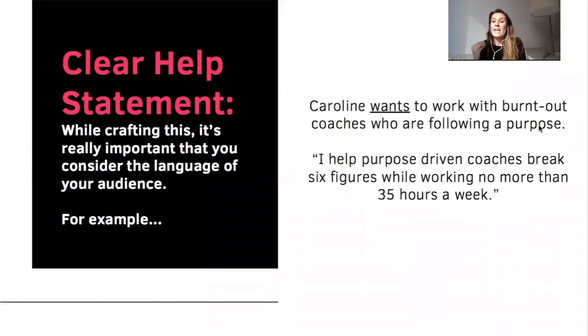Another example. Caroline wants to work with burnt out coaches who are following a purpose. I underlined once because a big objection I hear here is, oh, Sophia, I'm getting so specific here. I feel like I'm going to rule out a massive part of my audience, or a massive amount of people that I can help. I really want you to not think like that. Actually, the more specific you get, the more likely it is that people are going to reach out to you, because you're speaking so much more strongly to them than another person.